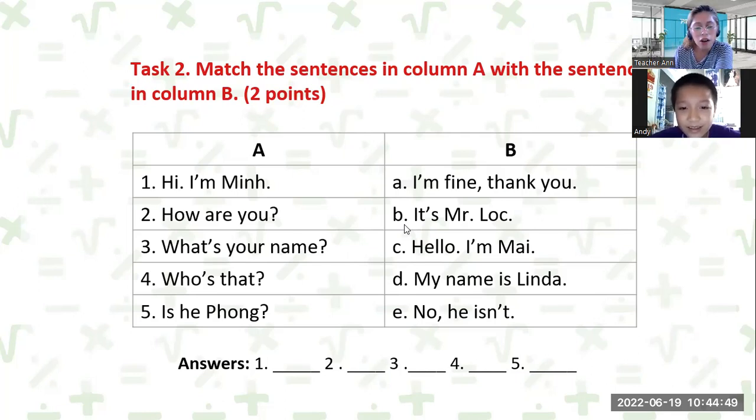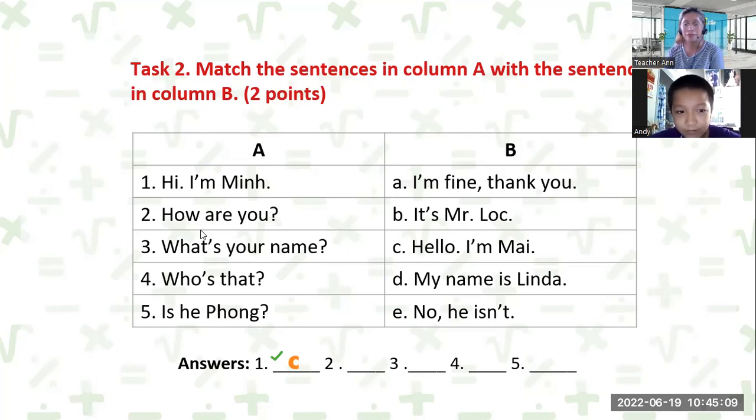Hello, it's Mr. Lo. What's the answer? C. Okay, letter C. Ready? Okay, correct. It's letter C. Yay. Okay, correct. Next, number two.